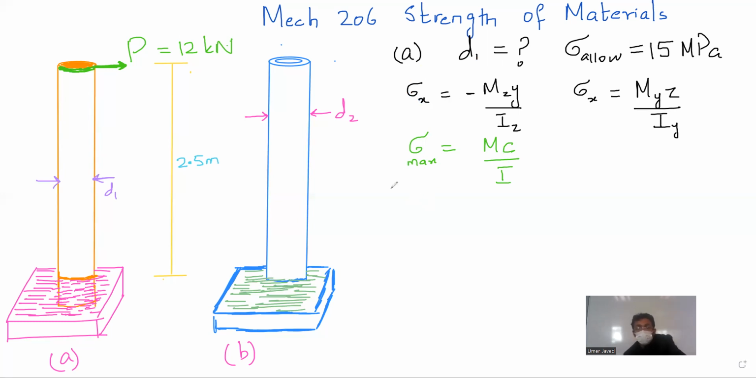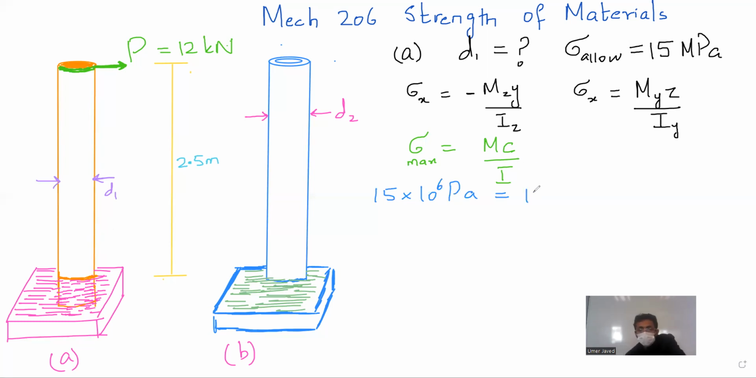Okay, so what is the allowable? 15 into 10 power 6 pascals equal to. There is one portion which I will let you handle. Okay, what is the moment? Again, use statics. This is a cantilever support. So 12 multiplied by 2.5 will be the reaction here. And when I cut from any place, that 12 multiplied by 2.5 will show up.